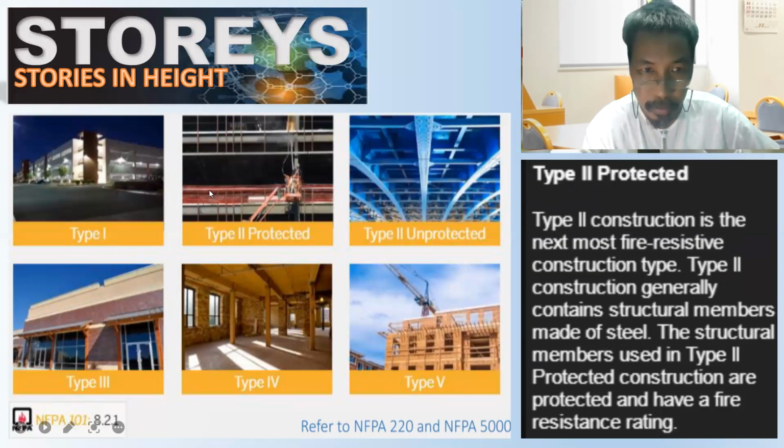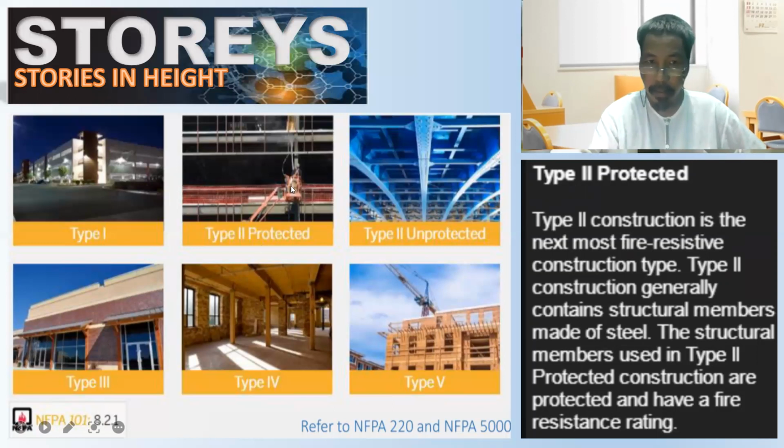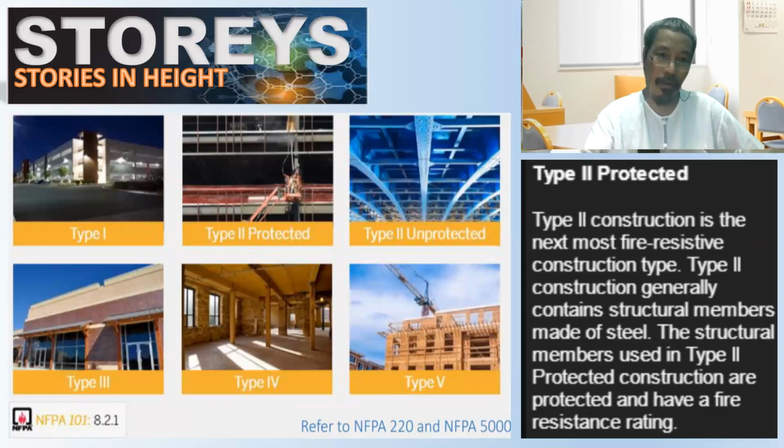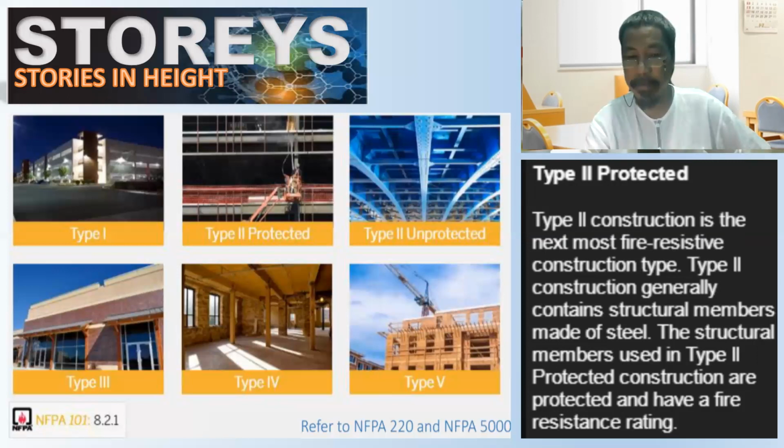As you can see on the picture, there are steel structural members. The structural members used in Type 2 protected construction are protected and have a fire resistance rating. So these materials have satisfied the standard and have a rating, a fire rating.